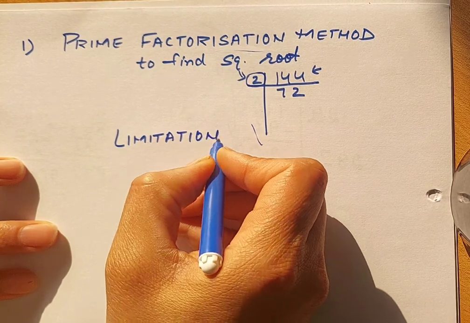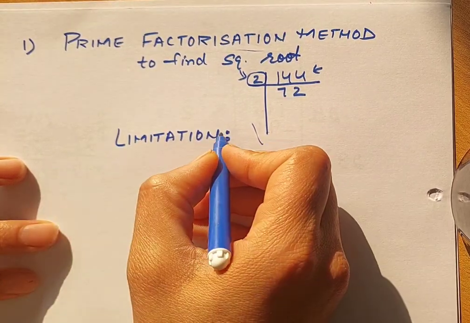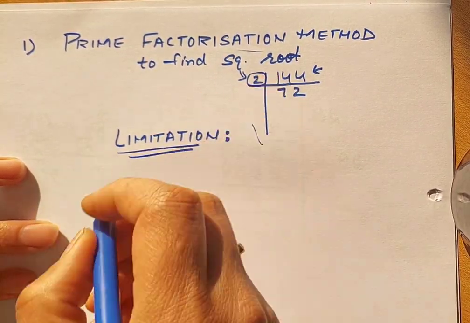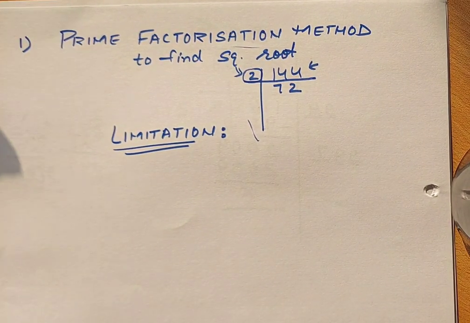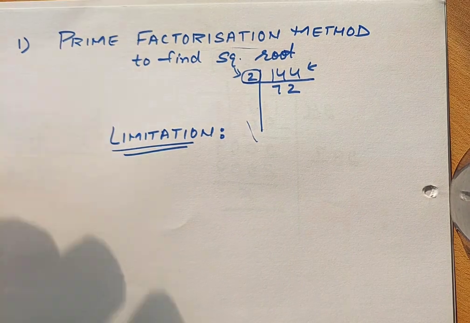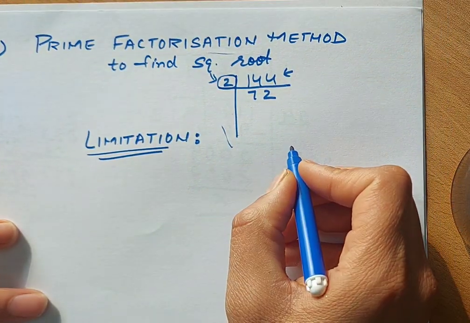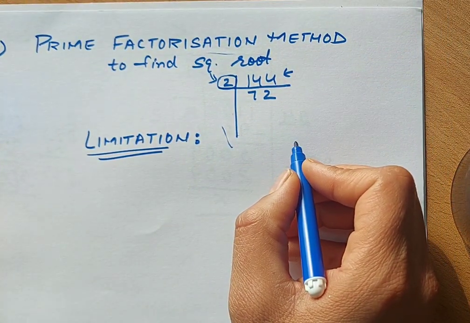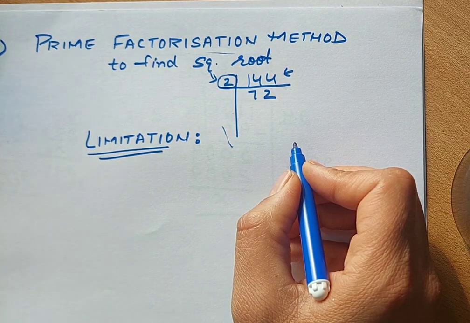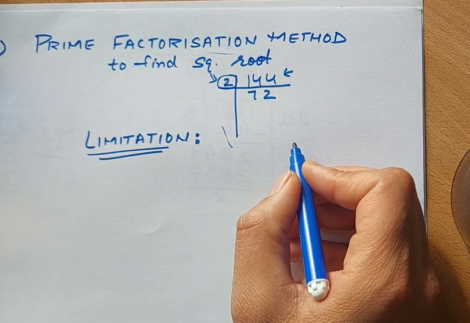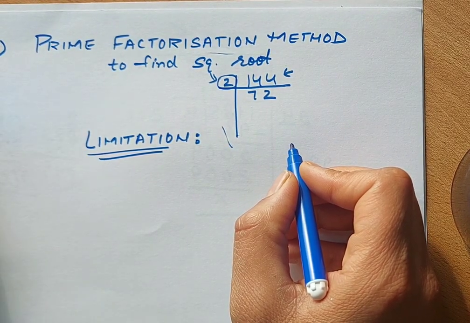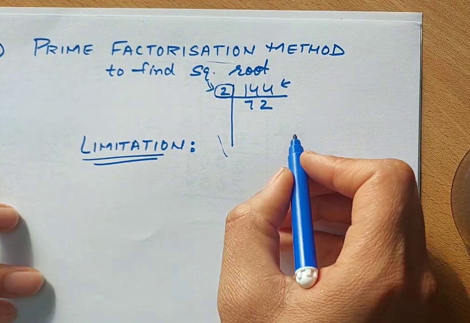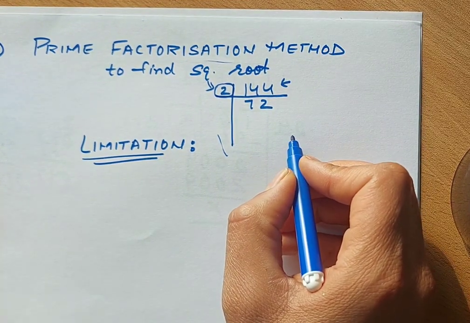What limitation, what problem have you faced while solving sums with this method? The problem is whenever there are smaller numbers, you are able to do it because they are easy to break. The smaller numbers are made up of smaller prime numbers, no? But the bigger numbers may be made up of bigger prime numbers. They may be. Think of a number which is made up of very big prime numbers.